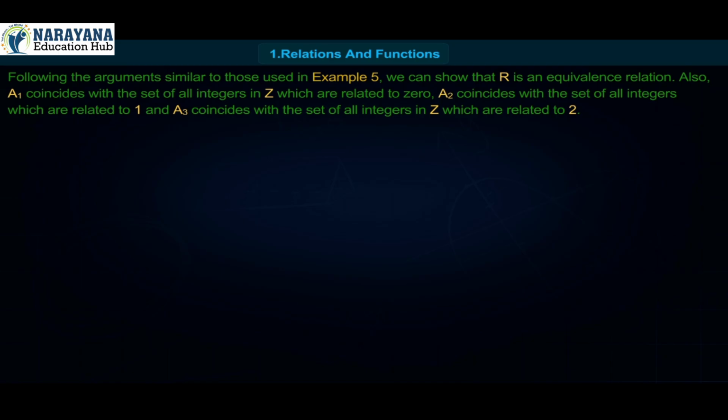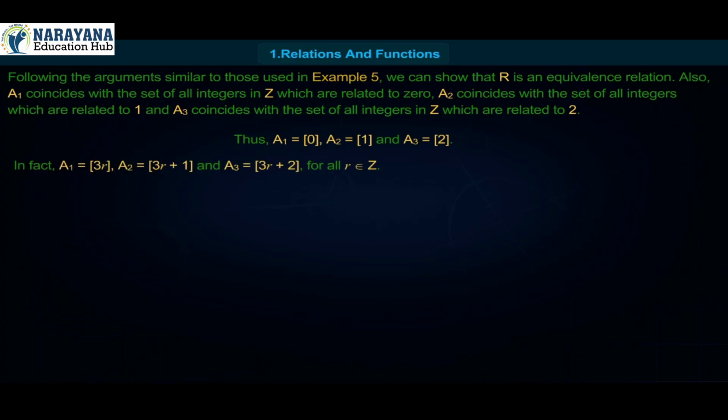A2 coincides with the set of all integers which are related to 1. And A3 coincides with the set of all integers in Z which are related to 2. Thus, A1 is equal to [0], A2 is equal to [1] and A3 is equal to [2]. In fact, A1 is equal to {3r}, A2 is equal to {3r plus 1} and A3 is equal to {3r plus 2} for all r belongs to Z.